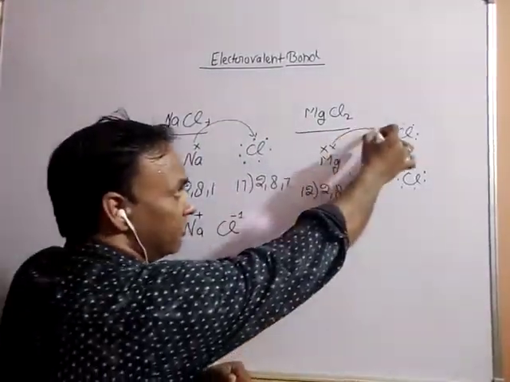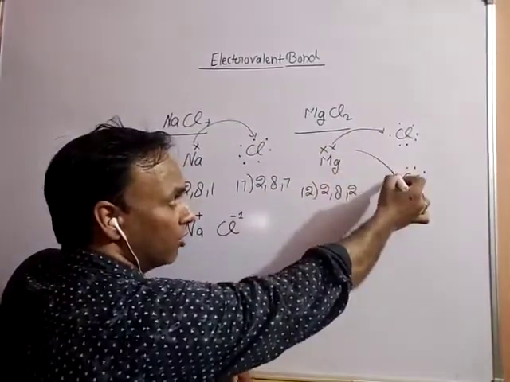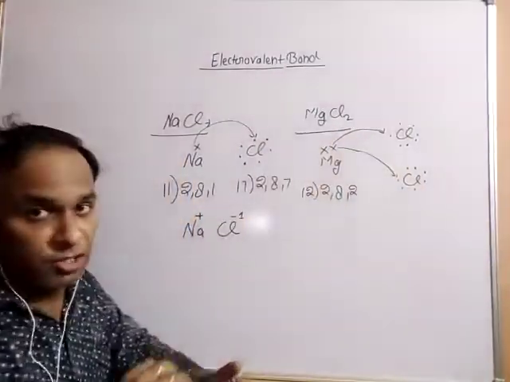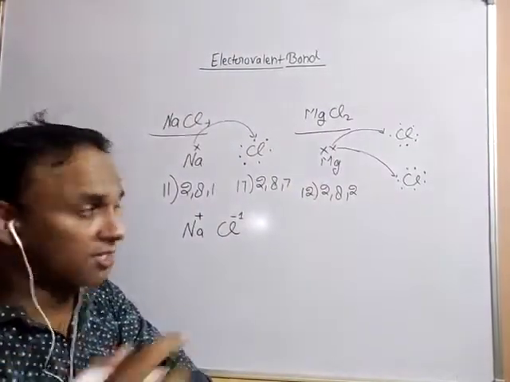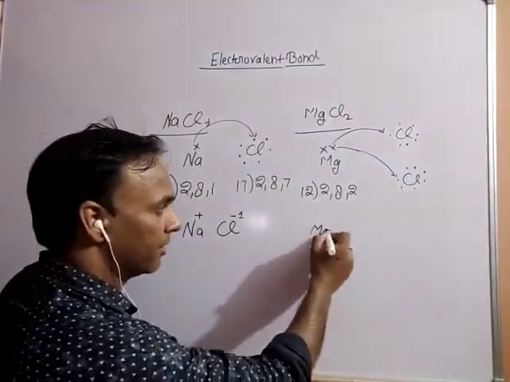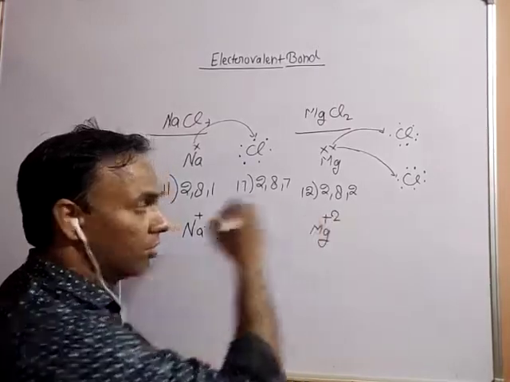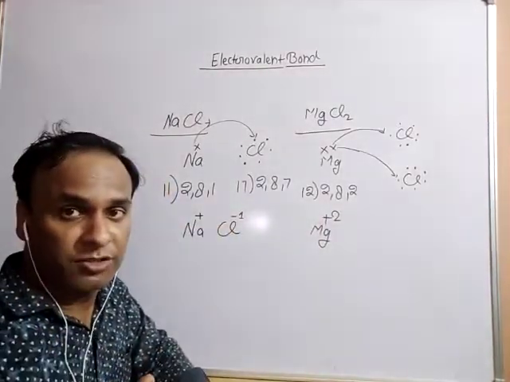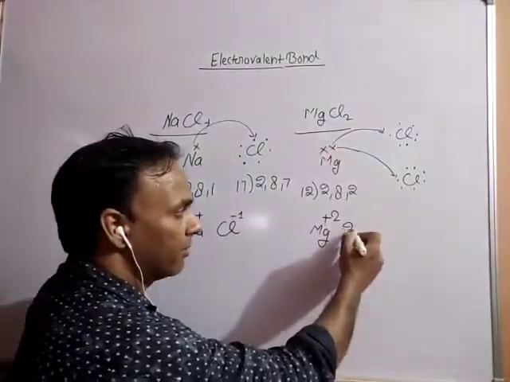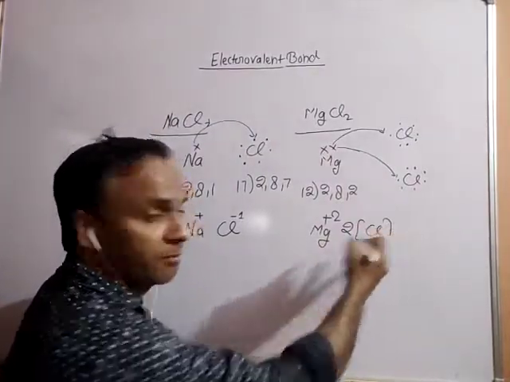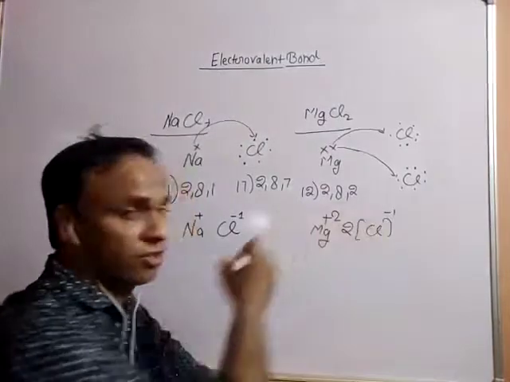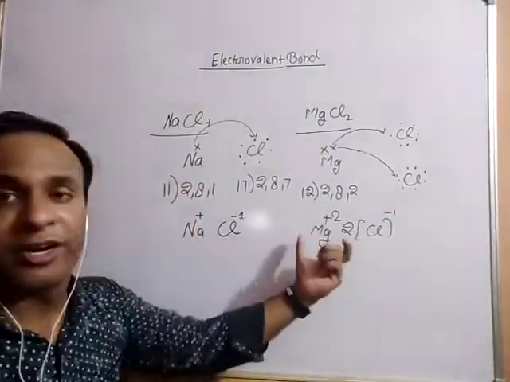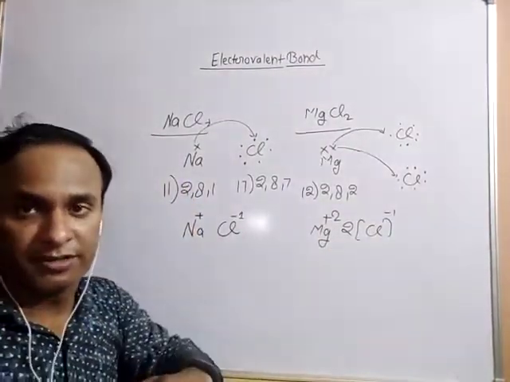Listen, magnesium loses 1 electron to each chlorine, so magnesium loses 2 electrons to get its own stability. That's why magnesium forms a +2 charge, and the 2 chlorine atoms present each acquire a -1 charge. This is the bonding of magnesium chloride. Clear?